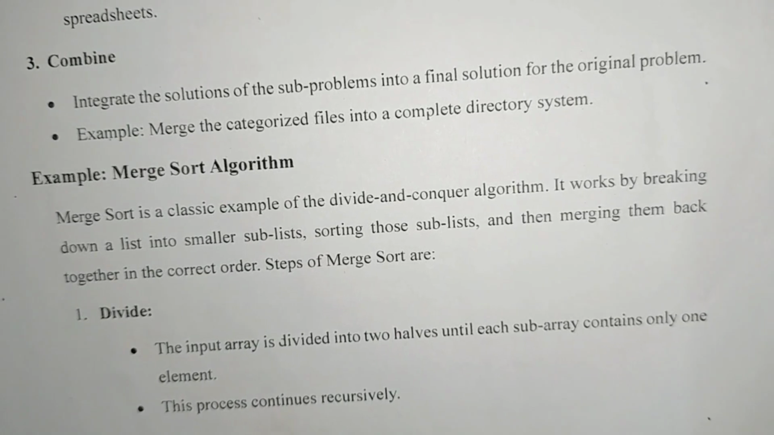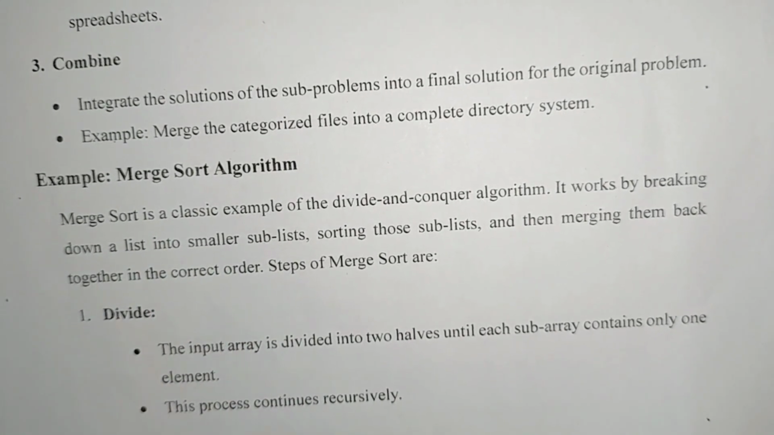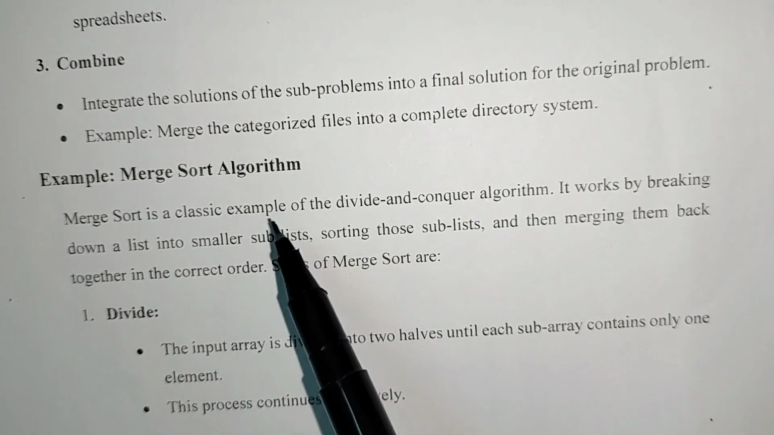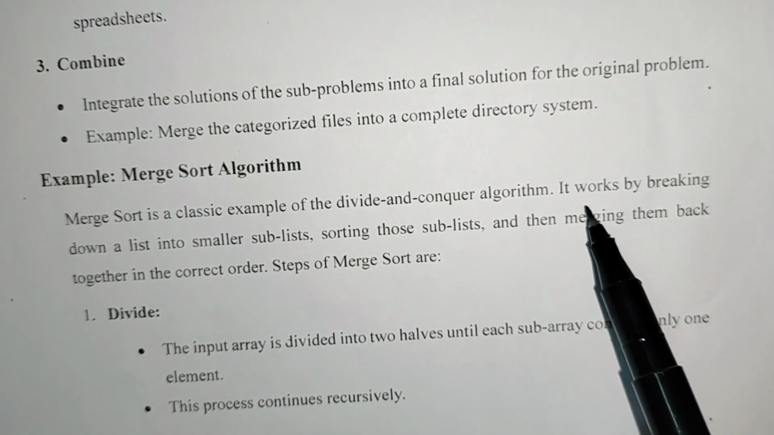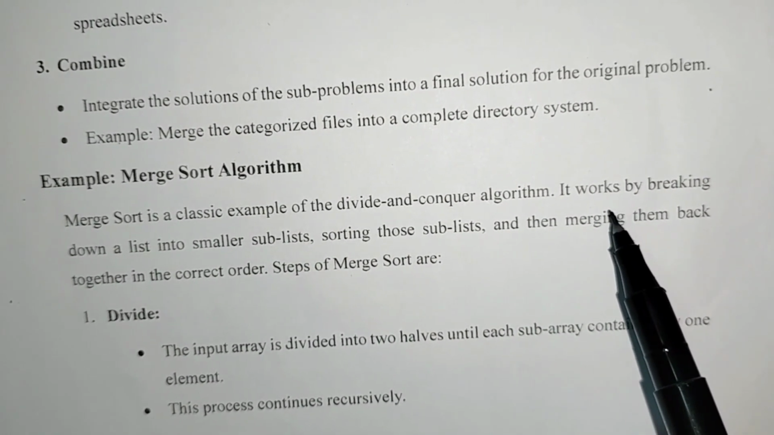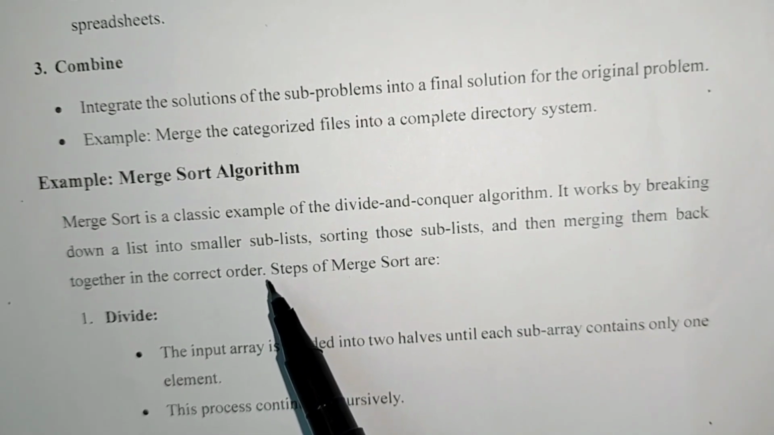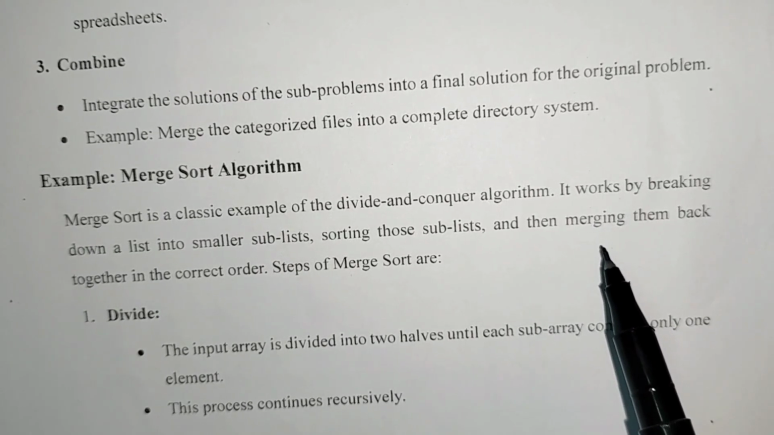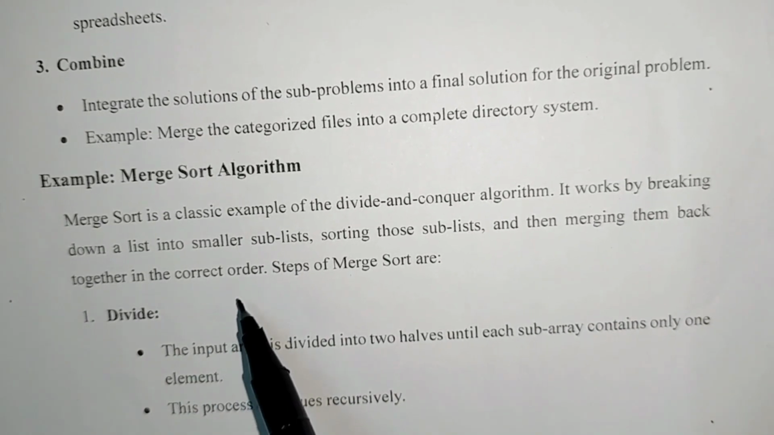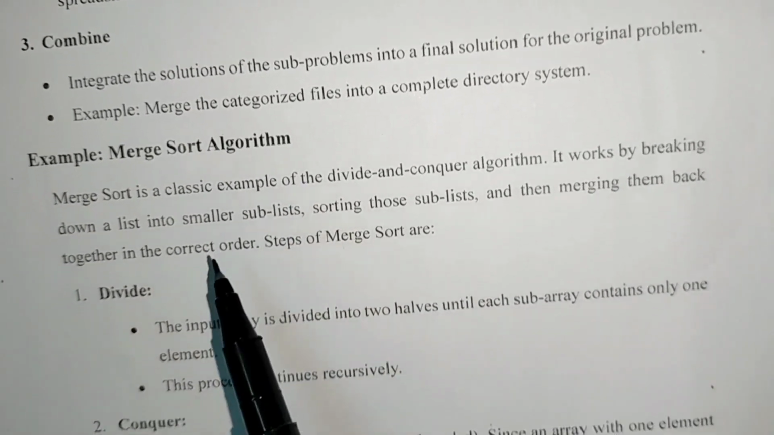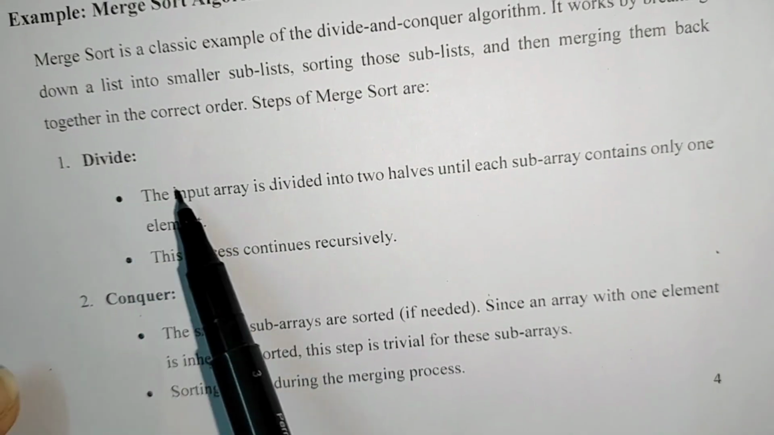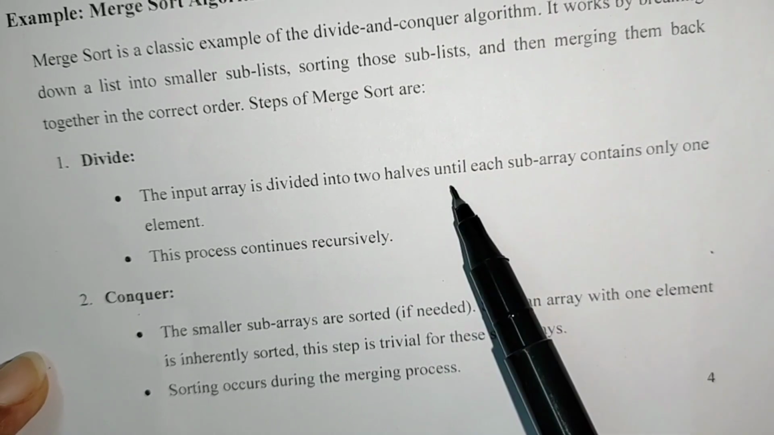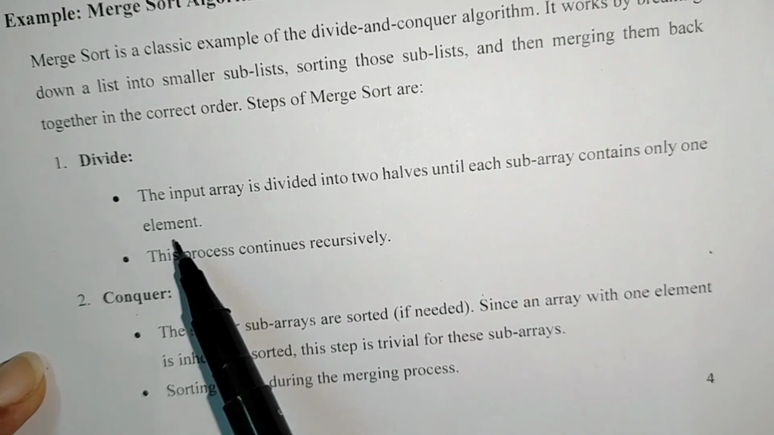Okay. Now let us see an example of the divide and conquer approach, which is the merge sort algorithm. In the merge sort algorithm, what we do is we divide our list of elements, list of numbers, into smaller sublists, and then we sort each sublist, finally merging them back together in the correct order. The steps of the merge sort algorithm are: first, divide. Here our input array is divided into two halves until each subarray contains only one element.